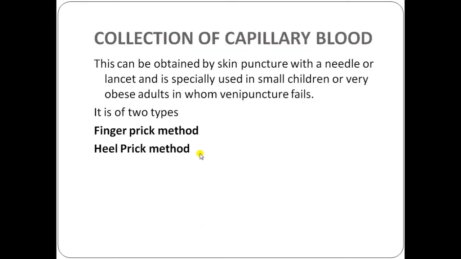Next we will discuss the collection of capillary blood. This is less preferred as compared to venous blood, but in some cases it is important to take a capillary blood sample. It is important especially in children, and secondly in persons who are very obese. It is difficult to find the veins in an obese person. It is of two types: finger prick method and heel prick method.